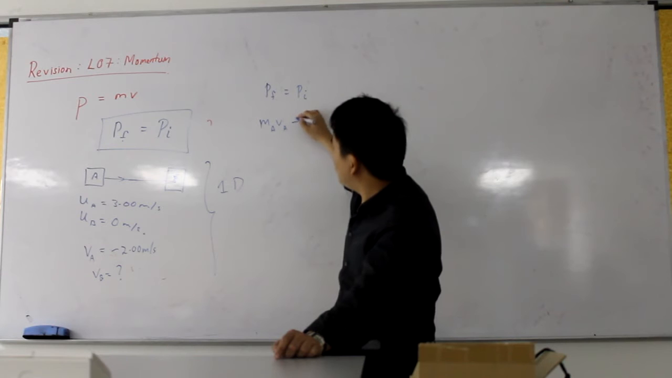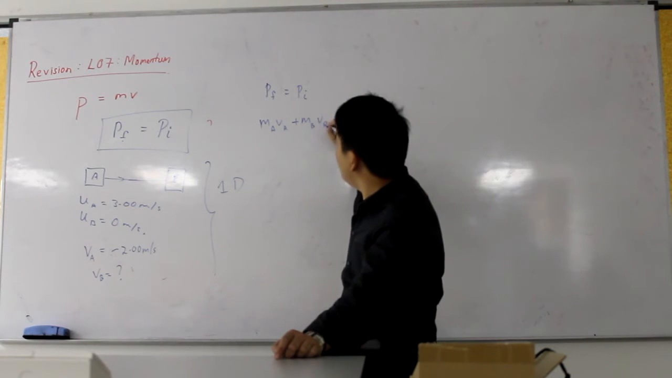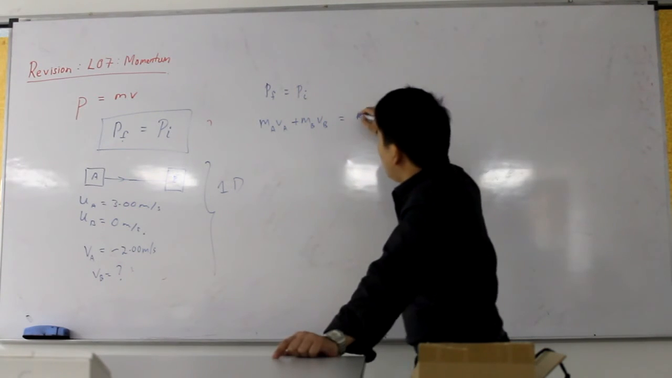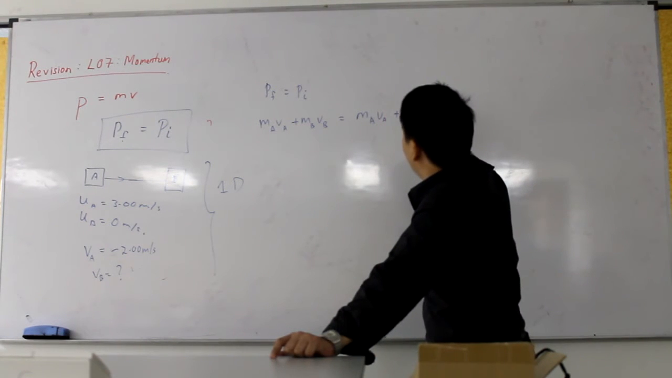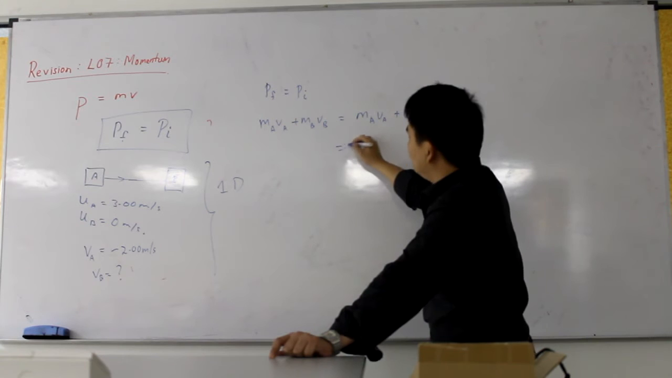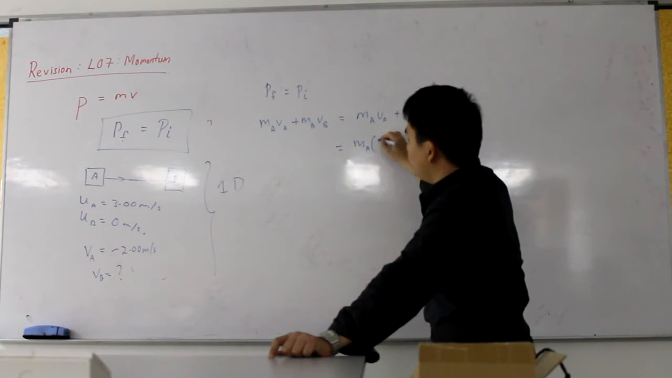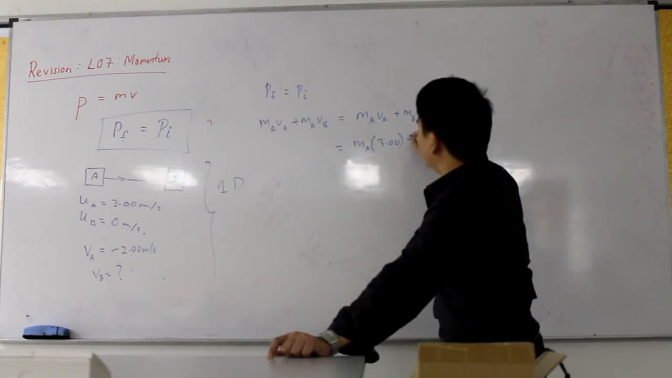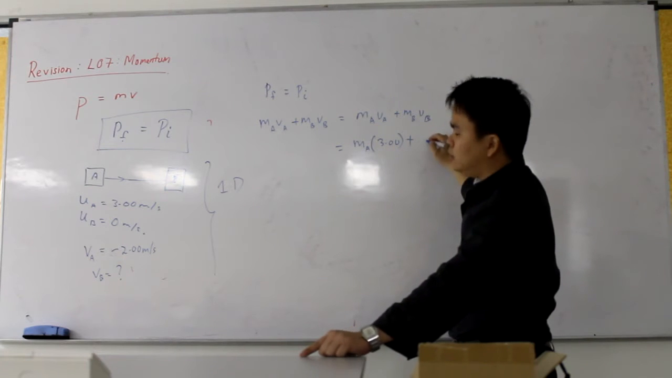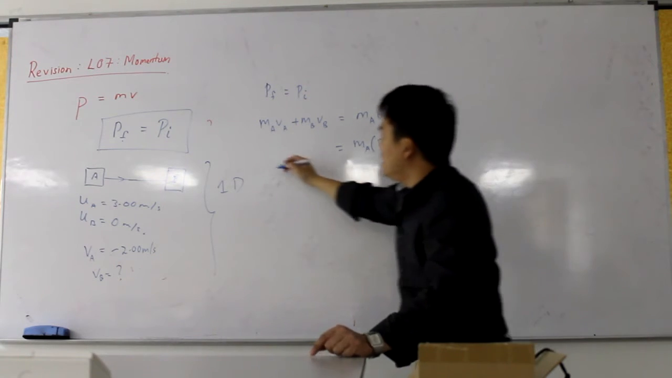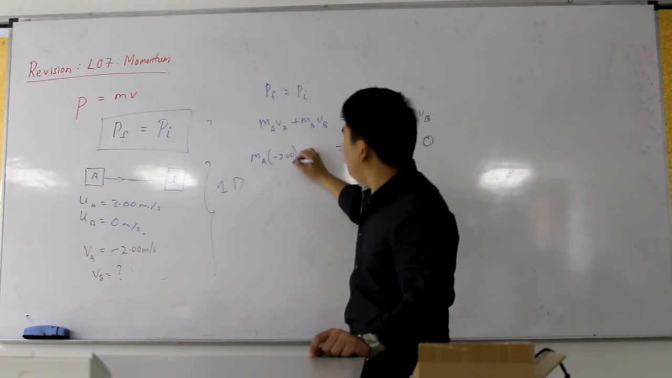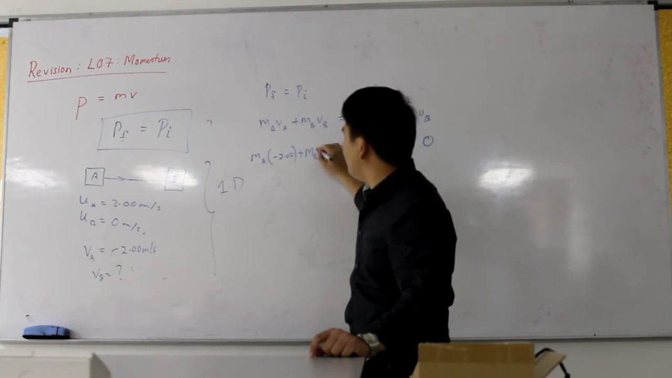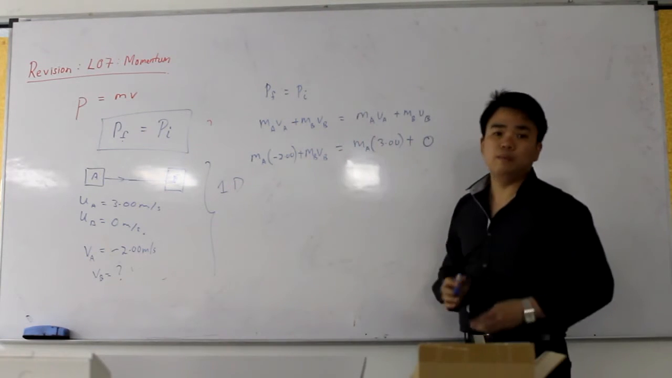MAVA plus MBVB equals MAUA plus MBUB. So in this case, MA and UA is 3.00. On the other hand, UB is 0, so I can put it as 0 here. And this is MA times minus 2.00 plus MBVB. From that, you can get the VB.